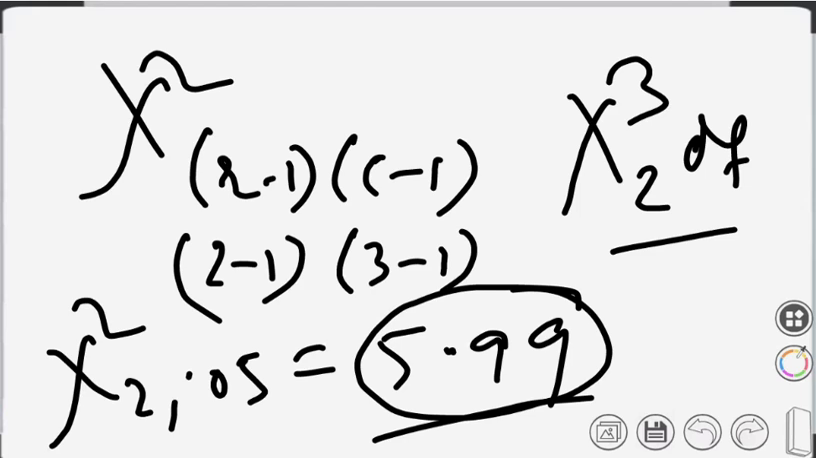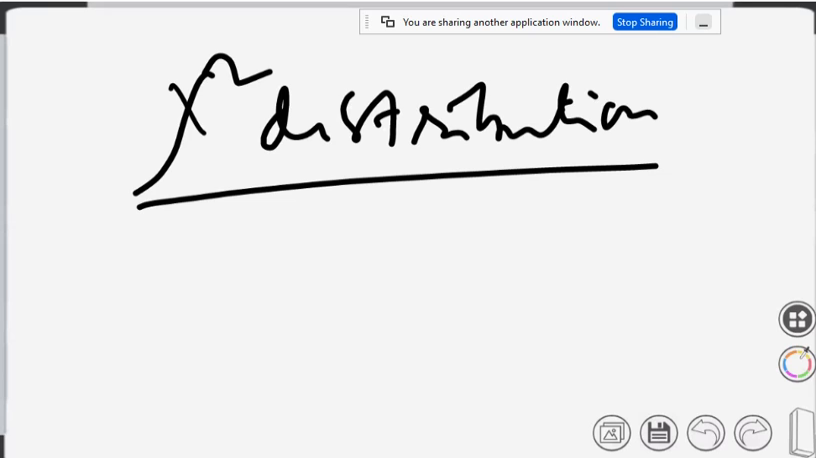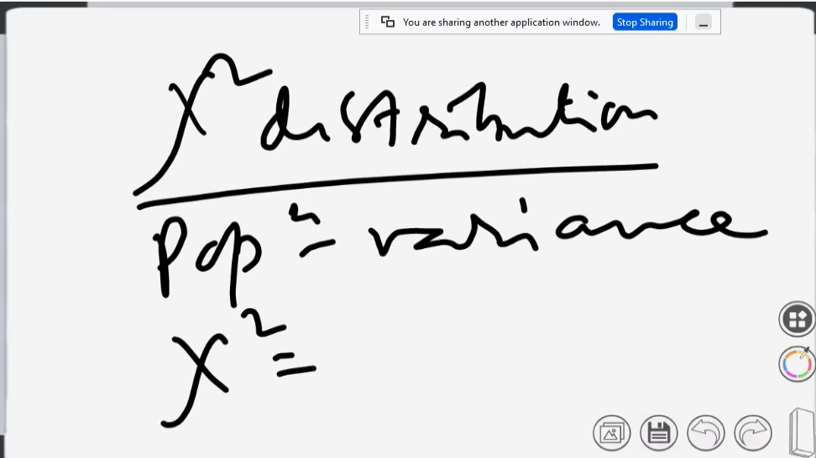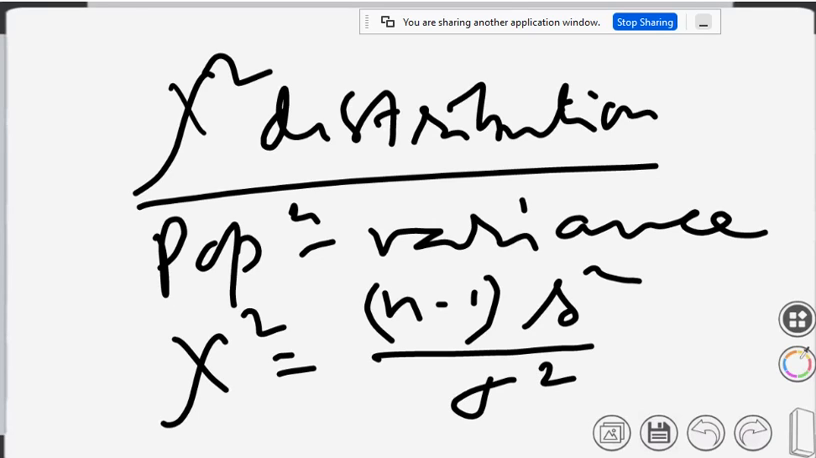Thank you. Discussing the chi-square distribution, in the previous days' class we have discussed chi-square as goodness of fit and chi-square as degree of association. We also have chi-square as the test for population variance, but that part does not come very much, so I'll not discuss too many things. I have sent you the notes on that. Here in this case chi-square will be defined as n minus 1 s square by sigma square.